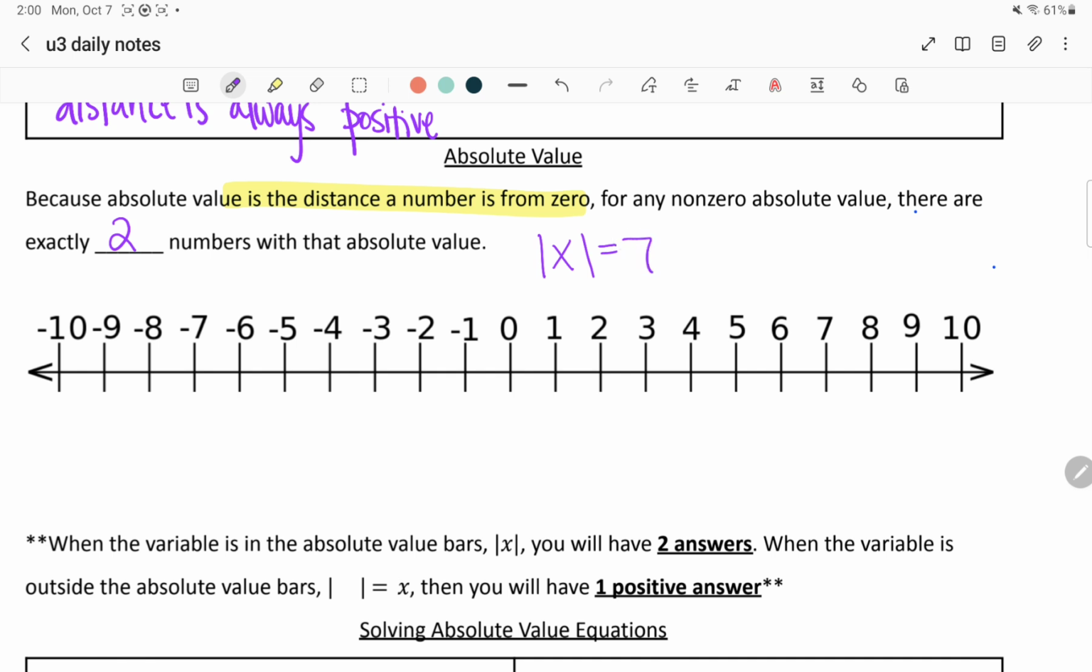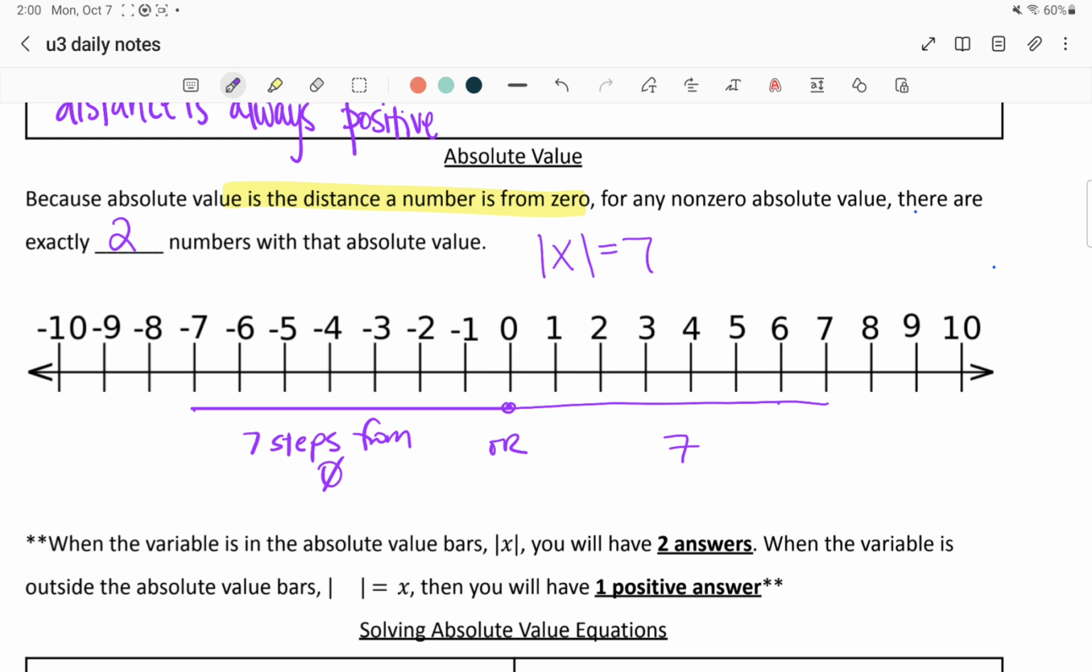Absolute value of x equals 7. What could I put in for x to make the answer be 7? And the answer is, well, I could put 7 in, because 7 is 7 steps from 0. Or I could start at negative 7. Negative 7 is also 7 steps from 0. Okay. I could do this with any number. I could do this all day long.